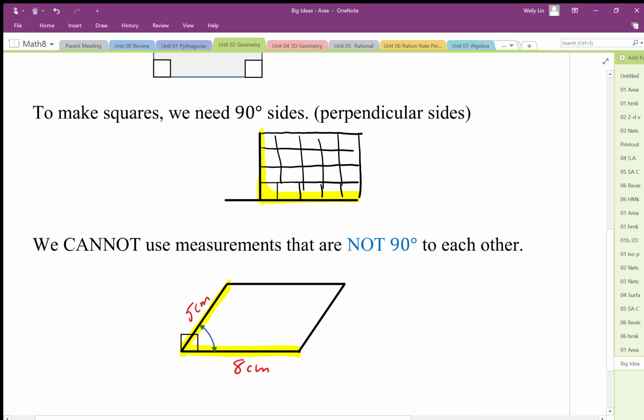Okay, so in this case, what we would have to find is the line that is 90 degrees to the base, and then that will allow us to make squares to measure that area. So we always need 90-degree lines to make squares to find area. And so with these shapes that have diagonal lines to each other, we have to somehow rearrange it to make the lines 90 degrees to each other to be able to make the squares to measure area.